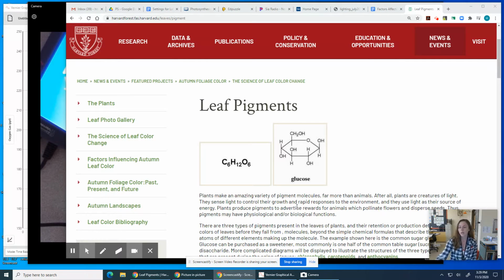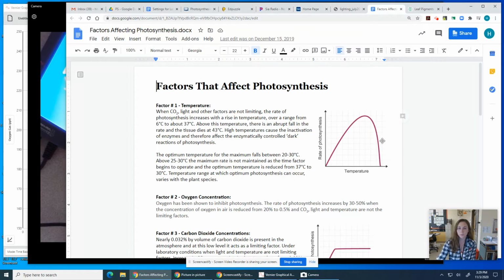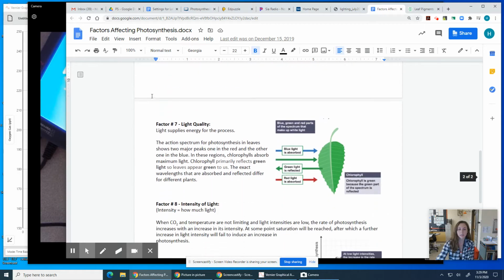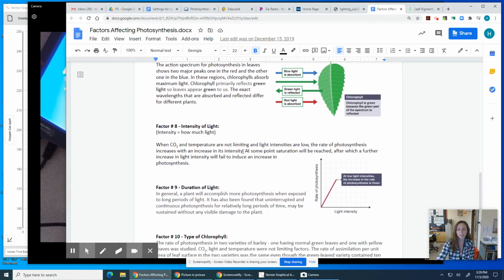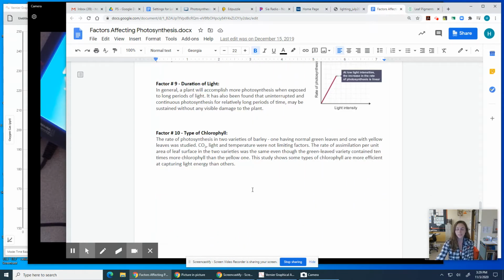So we ran our control lab with spinach, and that is going to be the data that we are comparing all of our experimental data to. And in class, you should have learned about some of the factors that affect photosynthesis. So we have temperature, oxygen concentration, light quality, and so on. What we are going to be doing in our test today is looking at factor number 10. So we're kind of doing two things here.